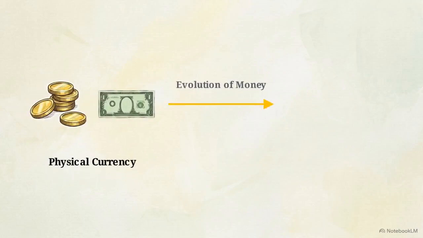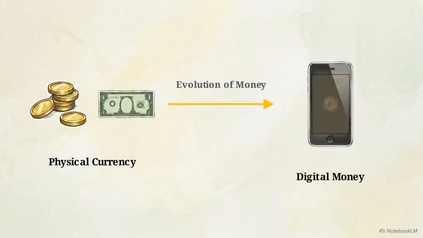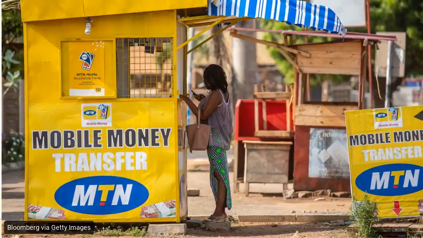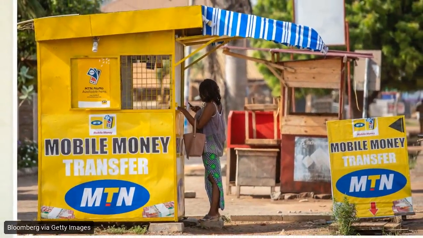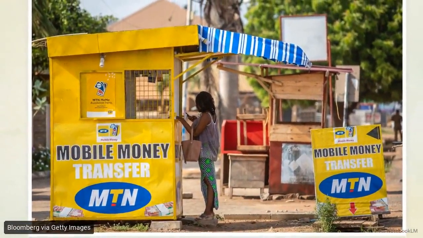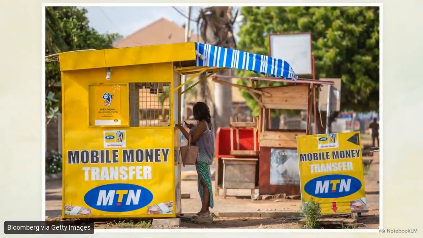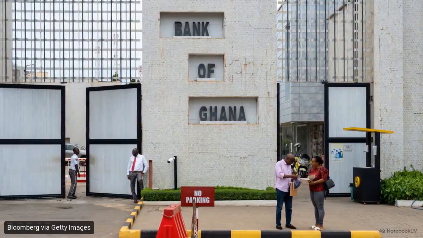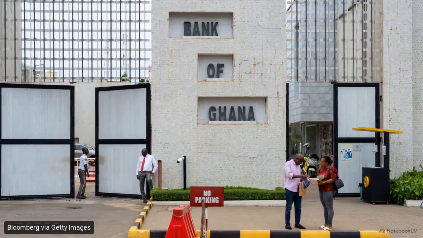While those four functions stay the same, money has evolved into several different physical and digital forms. Digital money is stored electronically and accessed through mobile apps or online banking. In Ghana, MTN mobile money kiosks are a primary way people handle these electronic transfers. Central bank money consists of the massive electronic reserves that commercial banks keep at the National Central Bank, such as the Bank of Ghana.